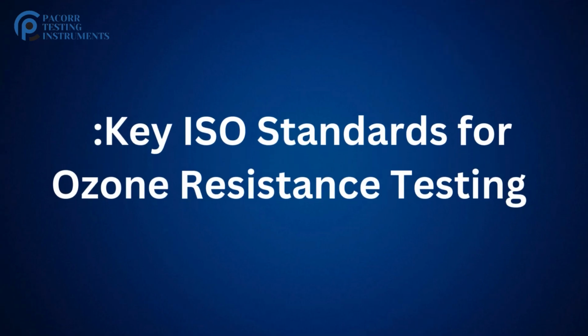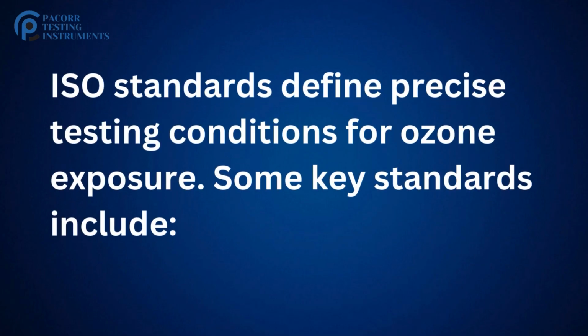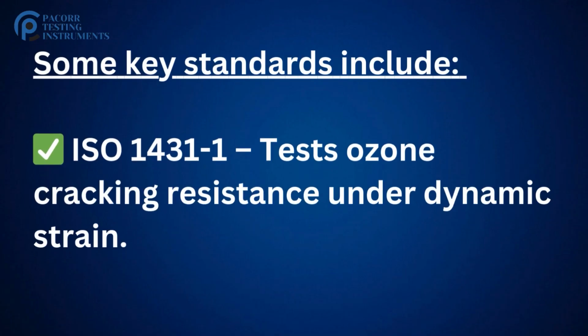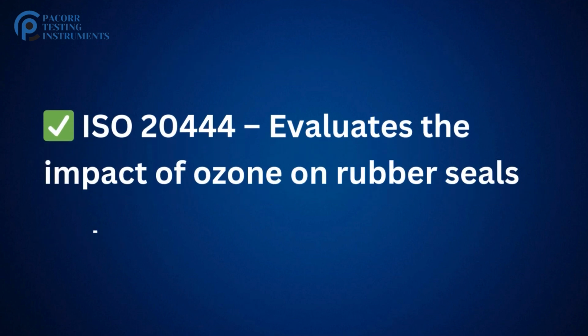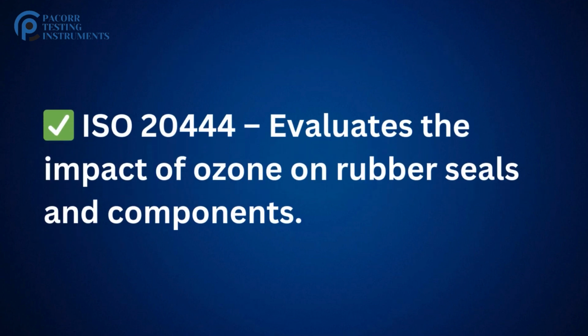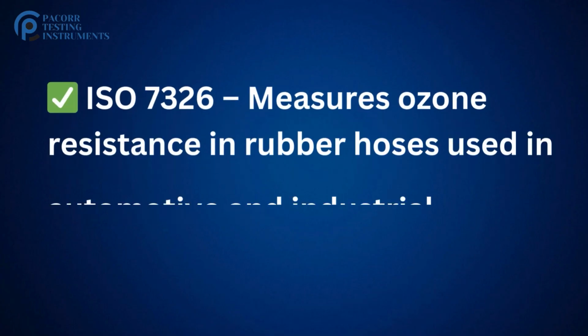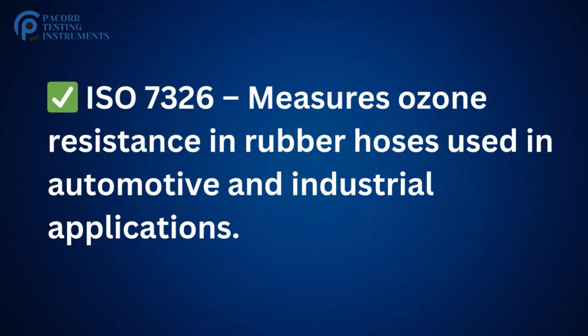Key ISO standards for ozone resistance testing. ISO standards define precise testing conditions for ozone exposure. Some key standards include ISO 14311, ozone cracking resistance under dynamic strain. ISO 20444 evaluates the impact of ozone on rubber seals and components. ISO 7326 measures ozone resistance in rubber hoses used in automotive and industrial applications.